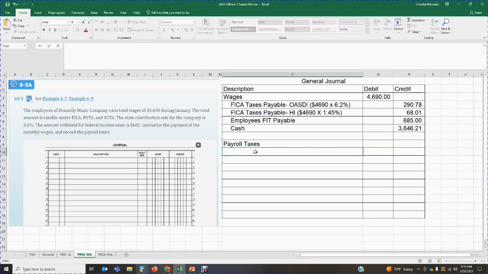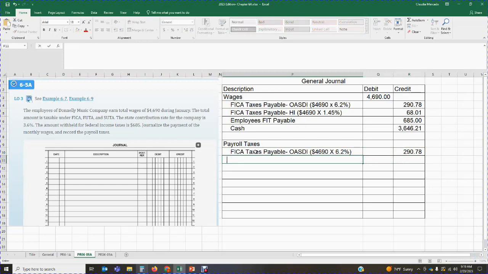So what does the employer have to pay? Well, the employer has to pay the FICA taxes, okay? And we're going to put that in the OASDI. We're going to combine the OASDI taxes, the employee portion and the employer portion, and put it together into one account, because when I make my payment, I'm going to make my payment for the total amount, okay? And that would be the 4,690 times my 6.2%, and that would give me 290.78, okay?